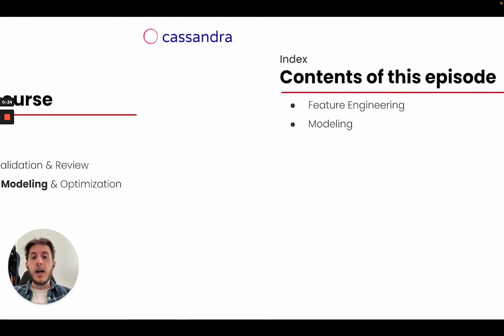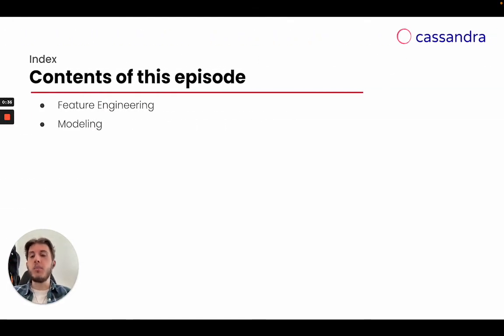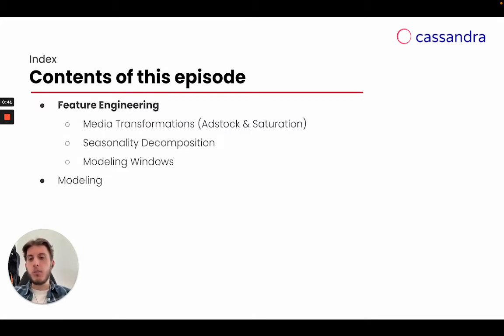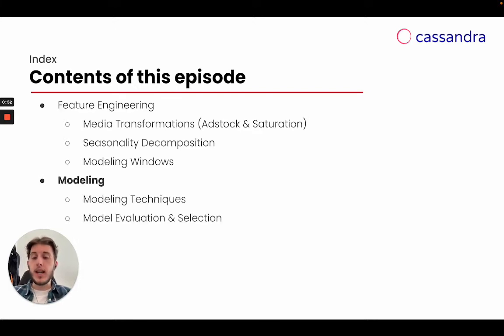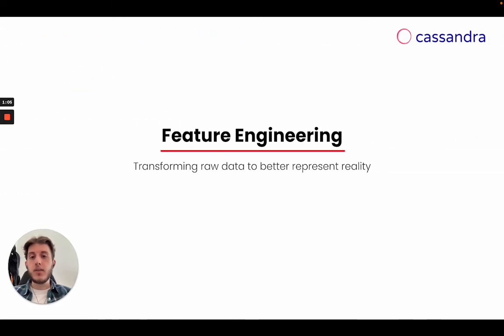So, of course, the contents of this episode will be mainly feature engineering and modeling, but more specifically, for the feature engineering part, we will talk about media transformations such as Adstock and saturations, as well as seasonality decomposition and modeling windows. Whereas for the modeling part, we will be covering modeling techniques, so we will get an idea of what you could be using during the modeling phase to handle different scenarios, and then we will understand how to evaluate and select a model, basically. So, first things first, feature engineering.